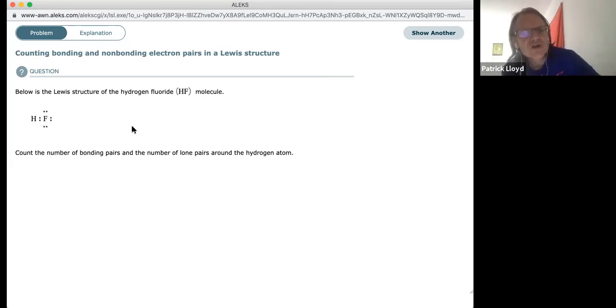Below is the Lewis structure for the hydrogen fluoride molecule, HF. Count the number of bonding pairs and the number of lone pairs around the hydrogen atom. Okay, so we're now saying there's 2 different types of pairs. One type of pair is bonding. That's like the ones I just showed you. Then there's non-bonding. So if you look at that structure, I'm going to actually put it up here.